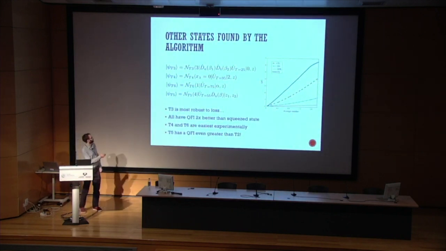Here are just some more examples. I'm not going to go through these, but some of these are more robust to photon loss. Some of them are easier to produce experimentally because, say, this one involves a homodyne measurement, which is generally easier than a number measurement. And then this one has a Fisher information even greater than T2, the one I showed before. But this involves a more difficult heralding measurement.